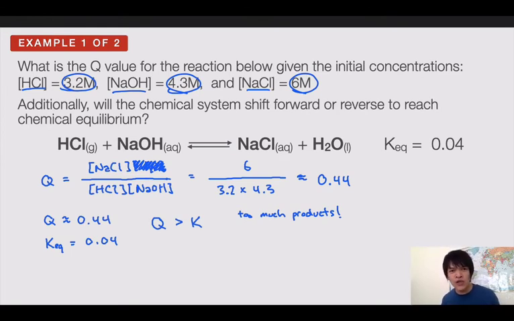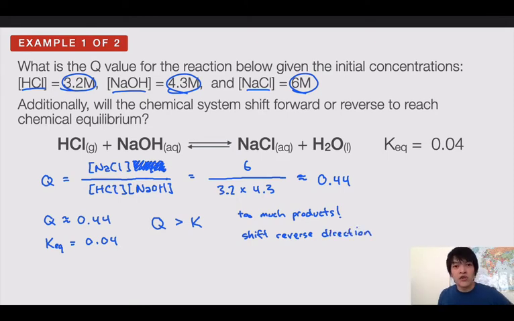So how will it shift towards the equilibrium state, more like K_eq? Well, if there's too much products right now, you need to shift it to make more reactants. So what this system will want to do to get to equilibrium is to shift in the reverse direction.